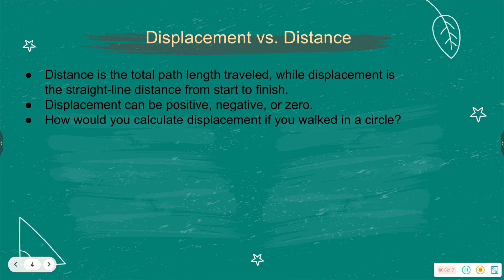So, review: distance, displacement versus distance. Distance is the total path traveled, while displacement is the straight line distance from start to finish. Displacement can be positive, negative, or zero. Distance cannot be negative, okay? How would you calculate displacement if you walked in a circle?